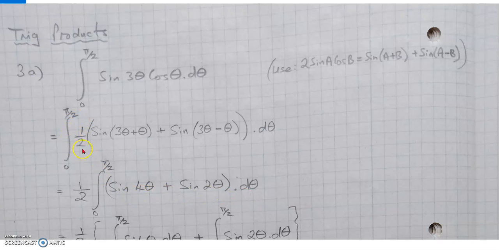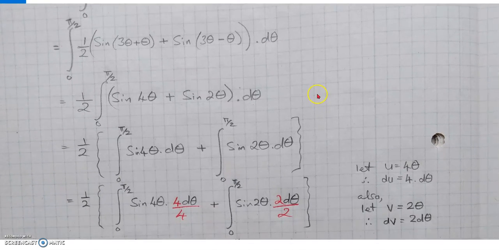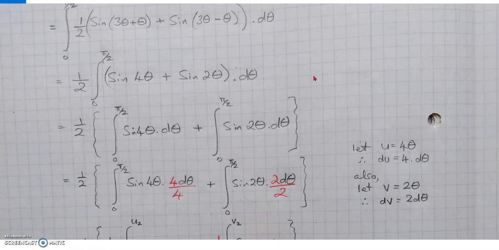We can now take this half outside the integral sign, there it is, okay, and we can now write the integral between 0 and pi over 2 of sine 4 theta plus sine 2 theta, d theta. Now, because we've split this up into the sum of two separate trig functions, we can now integrate them separately. And that's exactly what we do. Okay? So what we do is we now integrate separately.